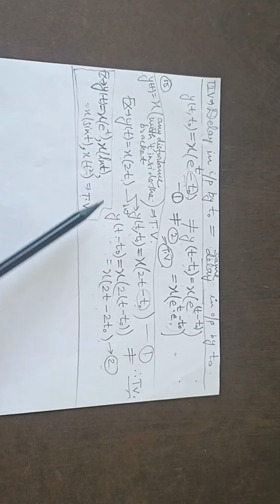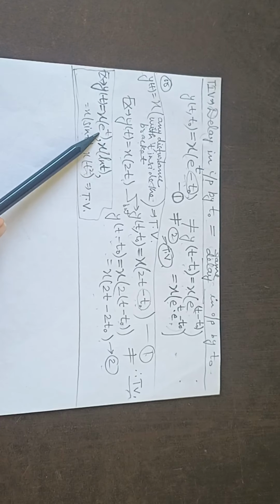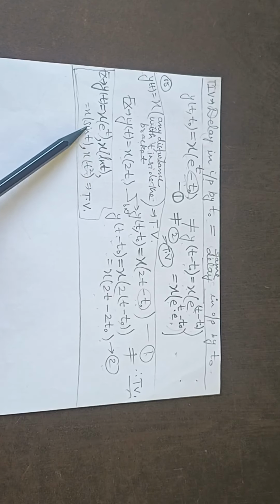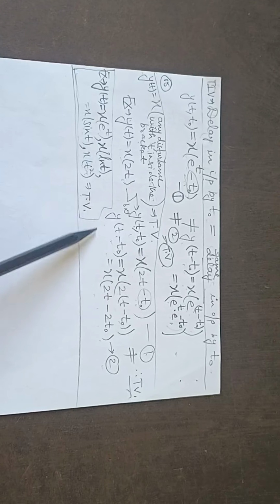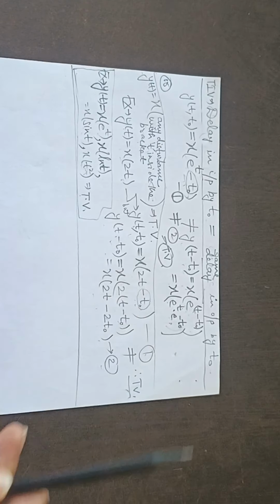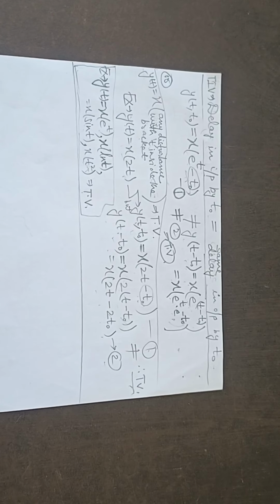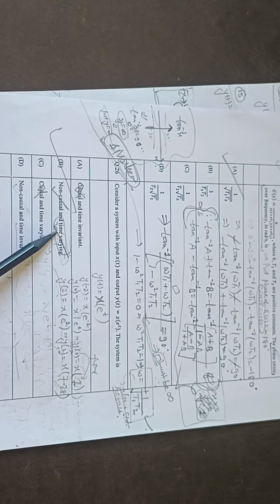All such cases like x(e^t), x(ln t), x(sin t), x(t^2), x(2t) make the system time varying. So the correct answer is that it is a non-causal and time varying system.